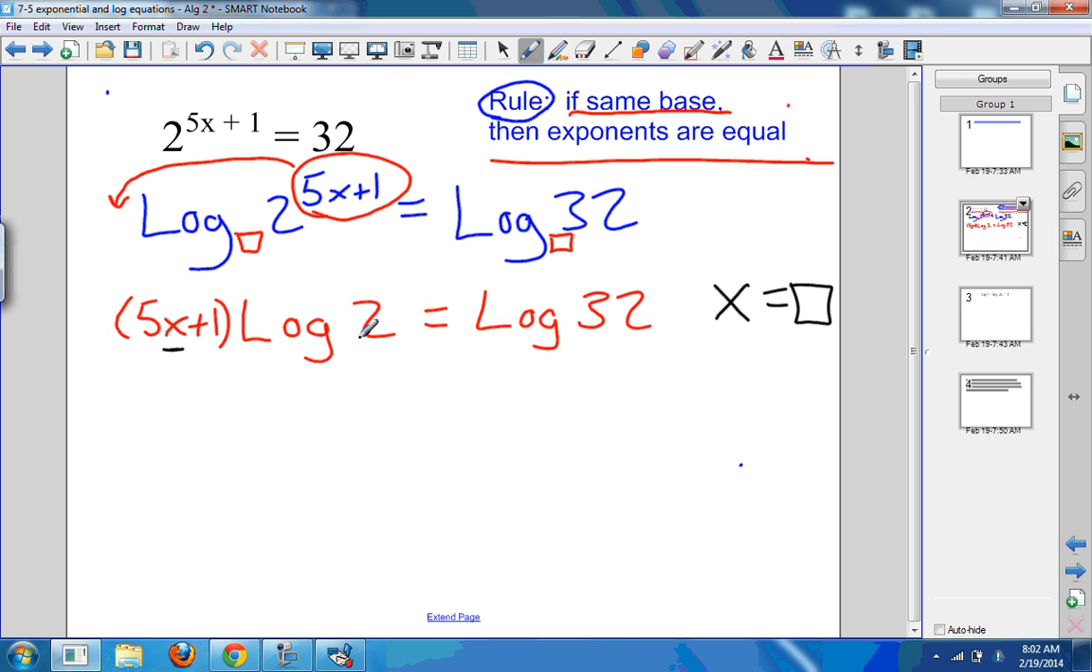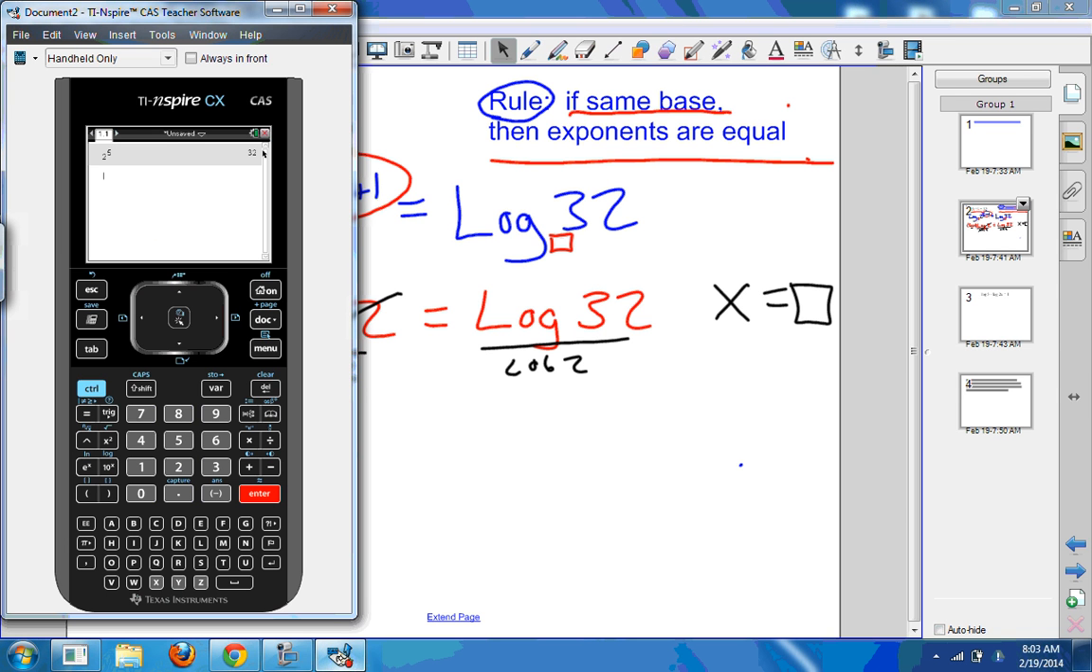Now the rule usually is we want to get rid of everything farthest away from the x first. So I want to get rid of this log 2 first. My log 2 is multiplying times this. So to get rid of my log 2, I can divide by log 2, divide by log 2. It'll cancel out on the left, and on the right, I get log 32 over log 2. And we can use our calculators to figure out what that is.